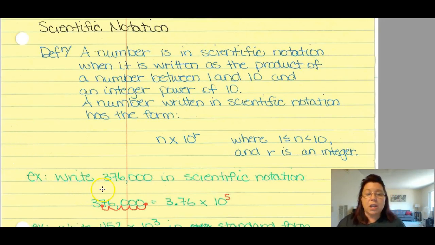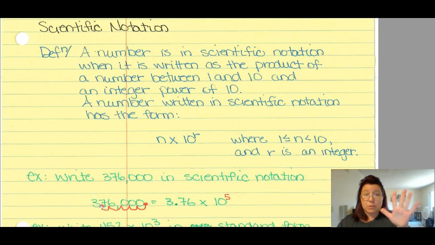All right, let's try an example. 376,000, and we want to write it in scientific notation. First of all, it's not in scientific notation. This number is definitely greater than 10. So I need it to be a number between 1 and 10. Well, if I divide by 10 once, I get 37,600. If I divide by 10 again, I get 3,760. If I divide by 10 again, that's going to give me 376. That was three times so far. If I divide by 10 again, I get 37.6. And if I divide by 10 again, I get 3.7.